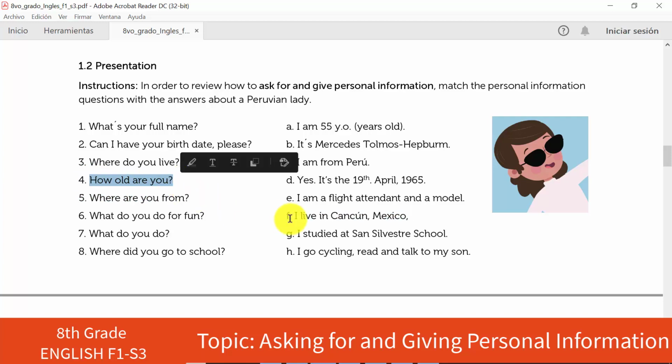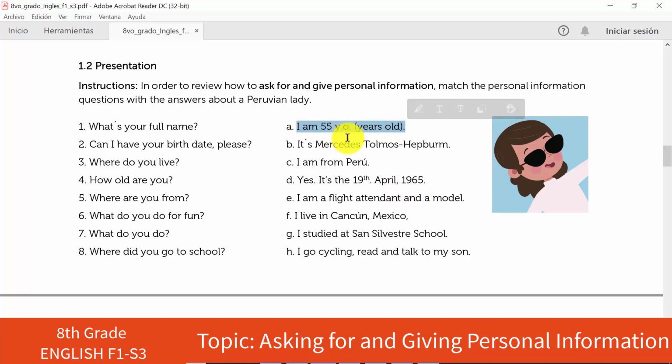Now, how old are you? I am 55 years old. You can change this information. You can say I am 20 years old. I am 14 years old. I am 13 years old. I am 10. I am 9 years old. Okay, you can change that information.